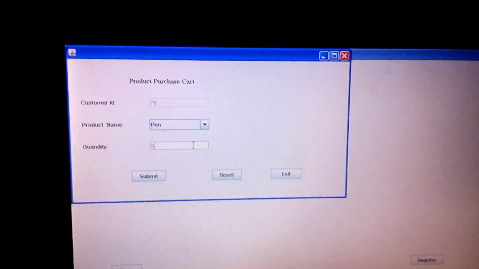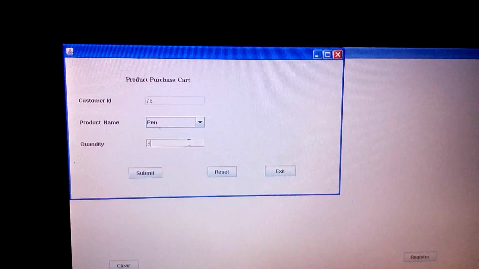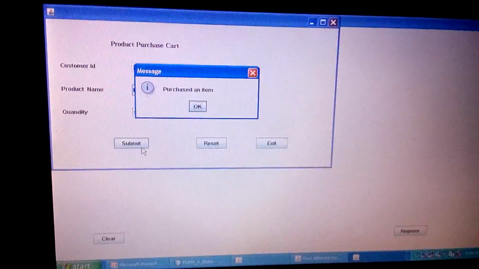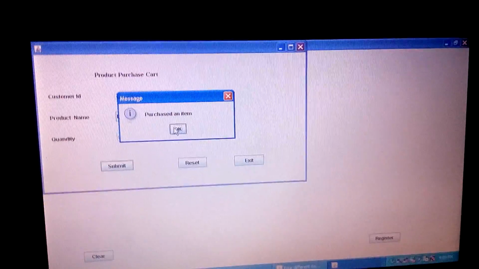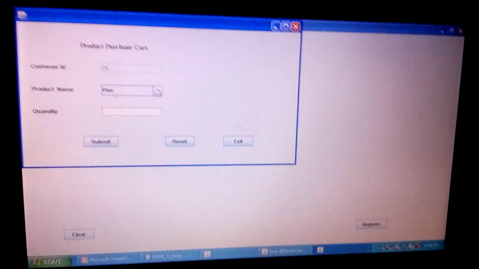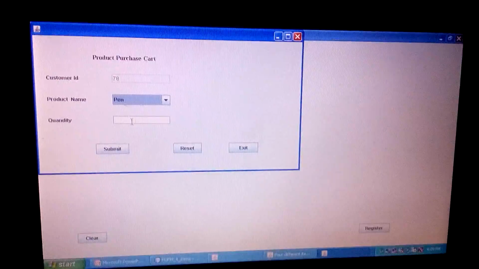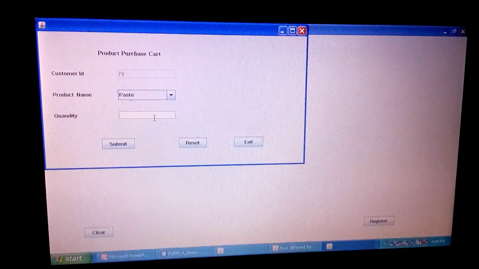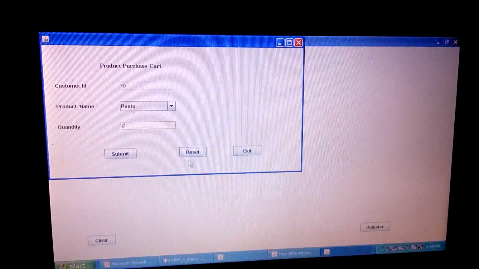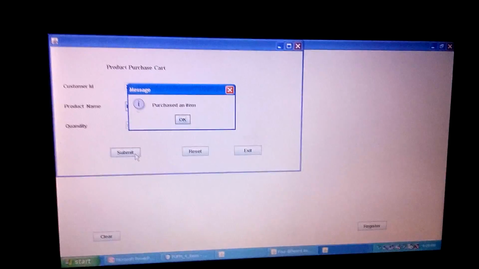We have to enter the product name and the quantity which we are going to purchase. Our product is purchased, and then the second item which we want to purchase. Now two products are purchased.